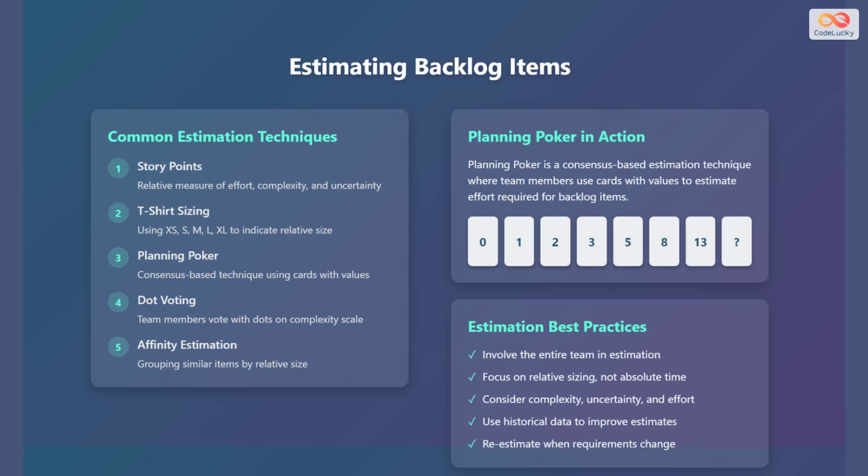Planning poker is a consensus-based estimation technique where team members use cards with values to estimate the effort required for backlog items. Here are some estimation best practices. Involve the entire team in estimation. Focus on relative sizing, not absolute time. Consider complexity, uncertainty, and effort. Use historical data to improve estimates, and re-estimate when requirements change.